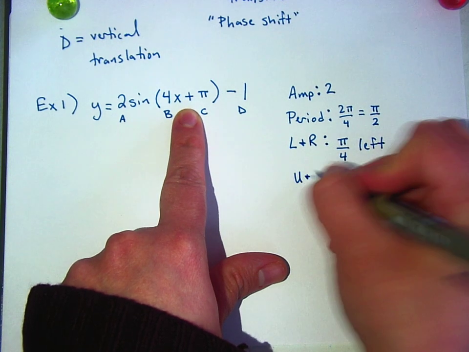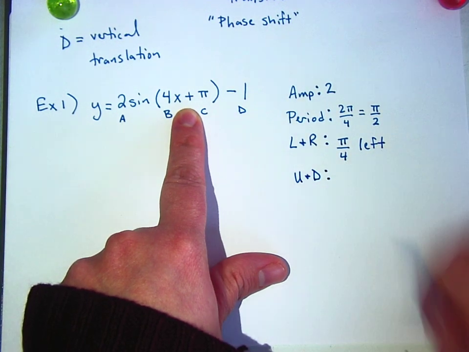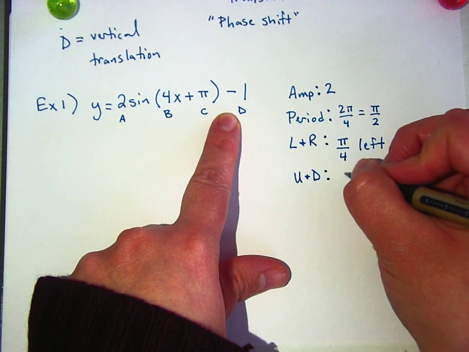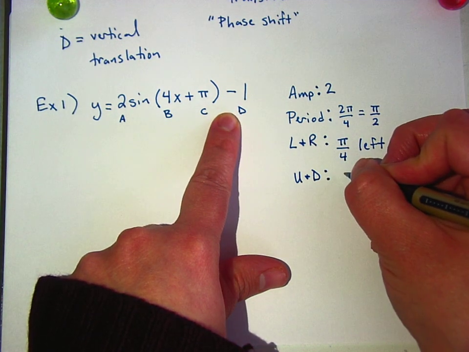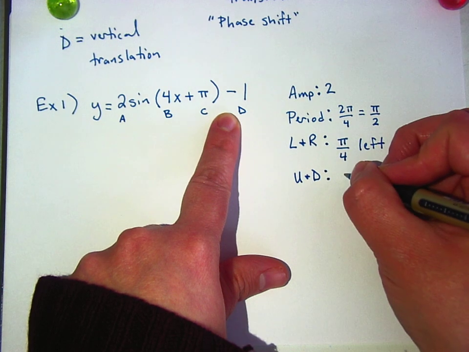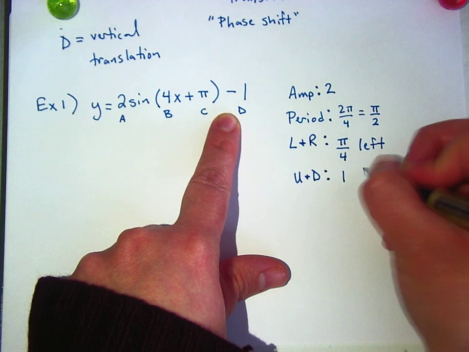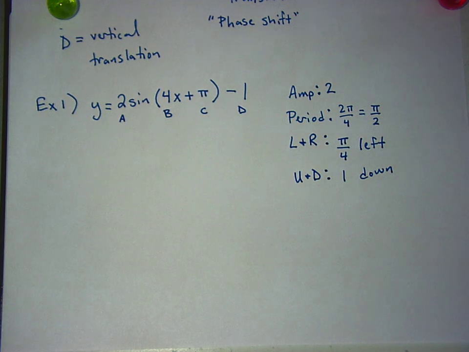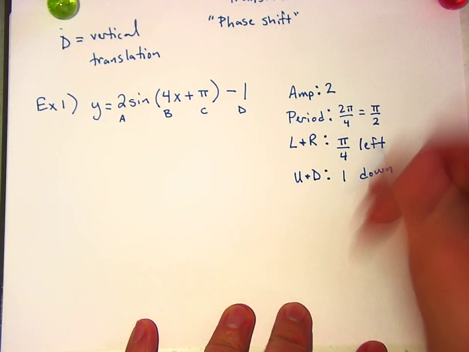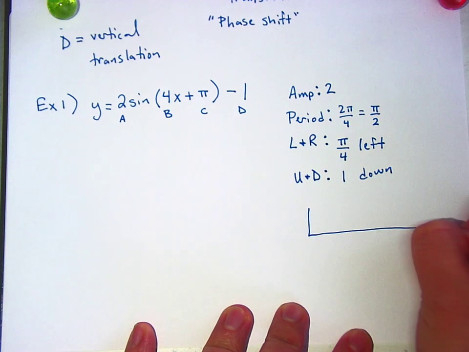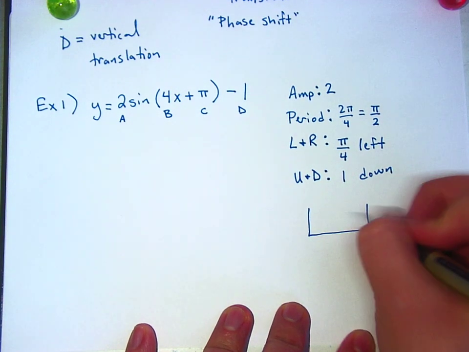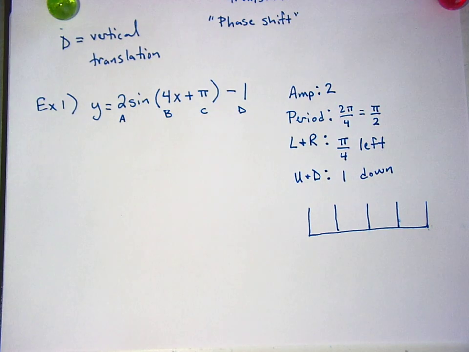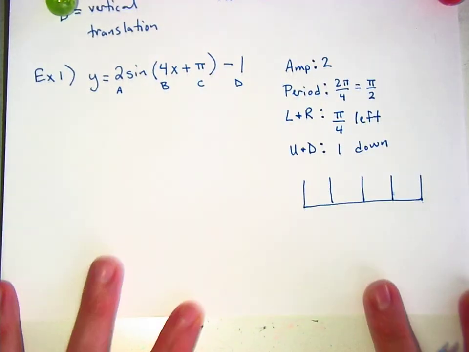And then how about the up and down phase shift? The D is a minus 1, so what does that mean? Yep, so 1 down. Okay, so do you see how I'm writing all my instructions on the side really quick? Now the next thing I'm going to write is my tallies right here on the side, and I'm going to think about fractions just right here so I don't have to think about it when I'm graphing. I'm going to try to get all my information done before I even start graphing it.